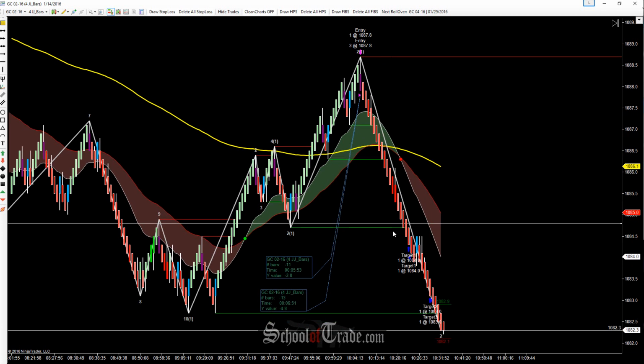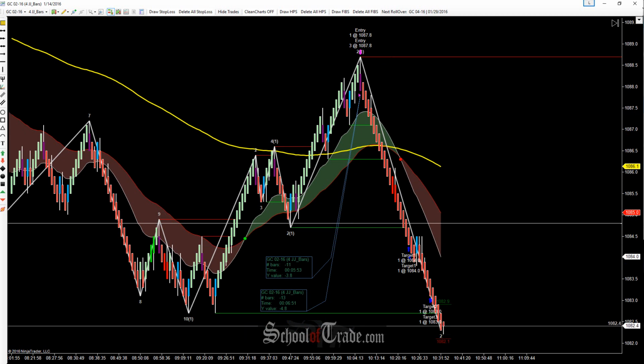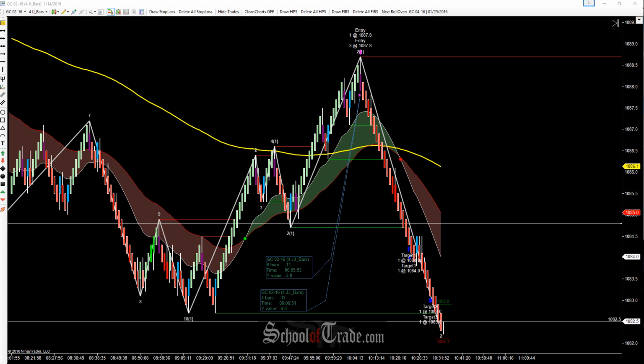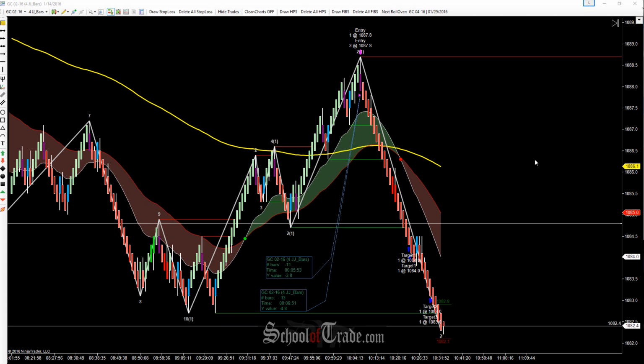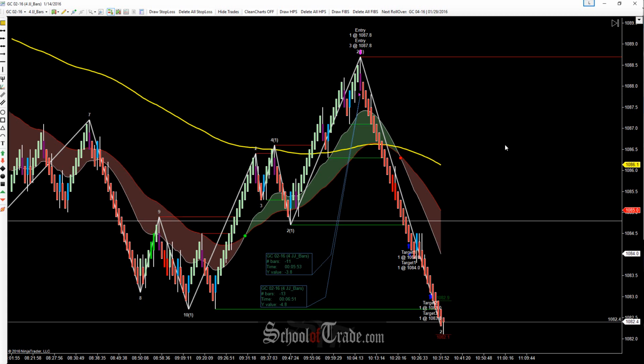We got our first target filled on a quick snap through, and then the second target filled after grinding its way lower. That one took a little while to get down there. Overall, though, it's 172 ticks on the trade. That's 1,720 with only 4 contracts.